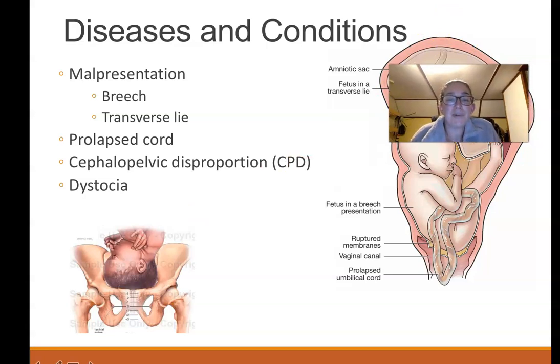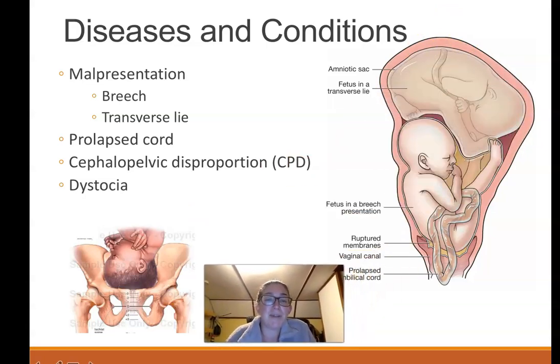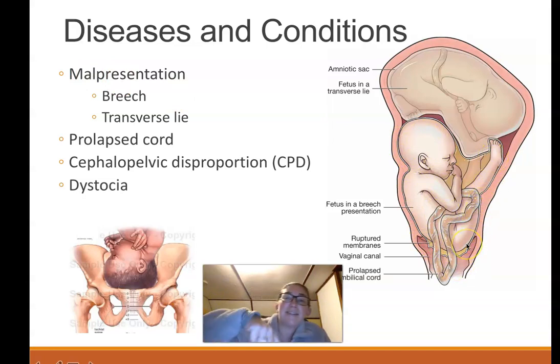We talked about the normal positioning of a baby for labor. You want them to be head down with vertex presentation. Malpresentation is being not in that position, being in a bad position. They could be breech, which is when they are butt down or foot down. A footling breech is one that has its little foot dangling out. They could be transverse, laying sideways.